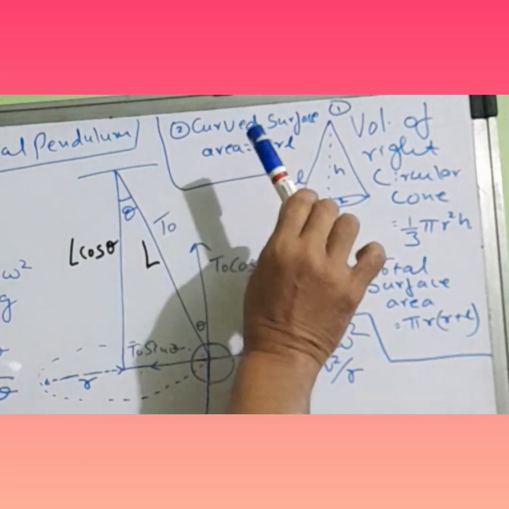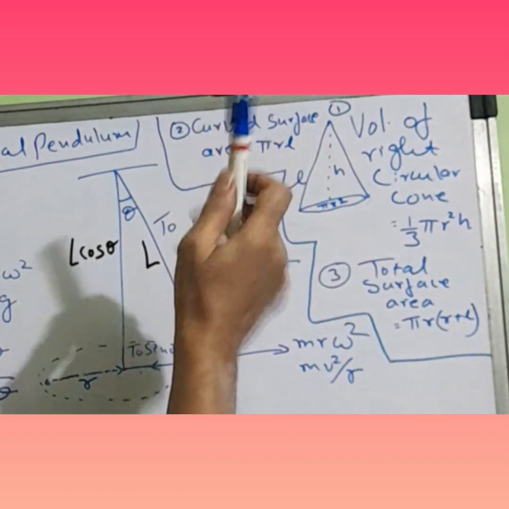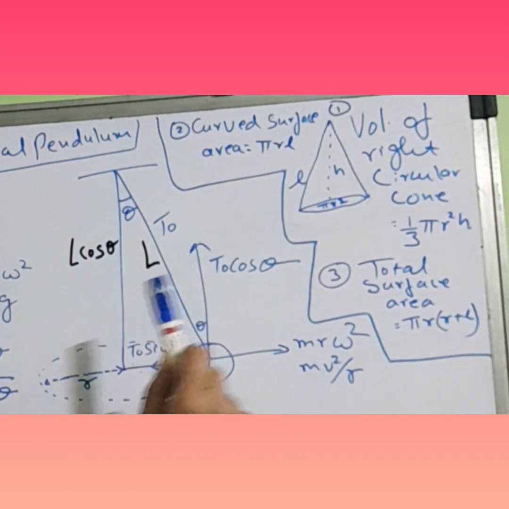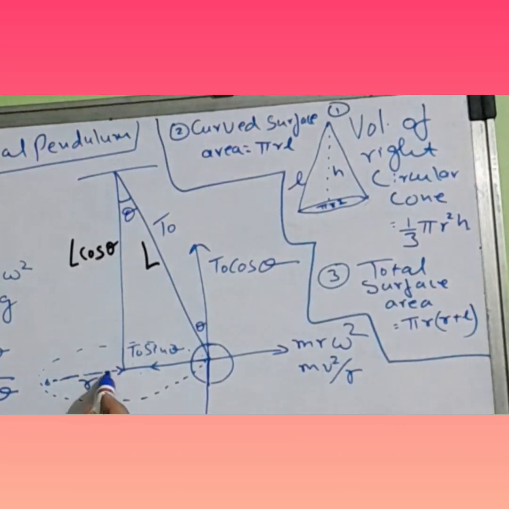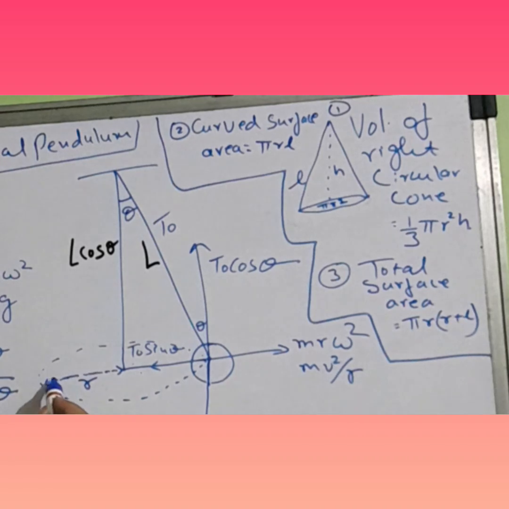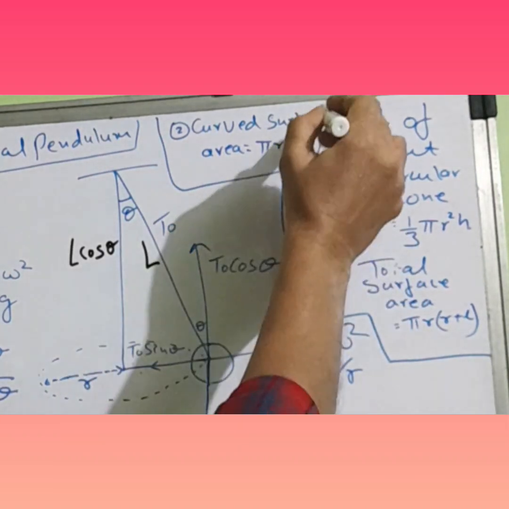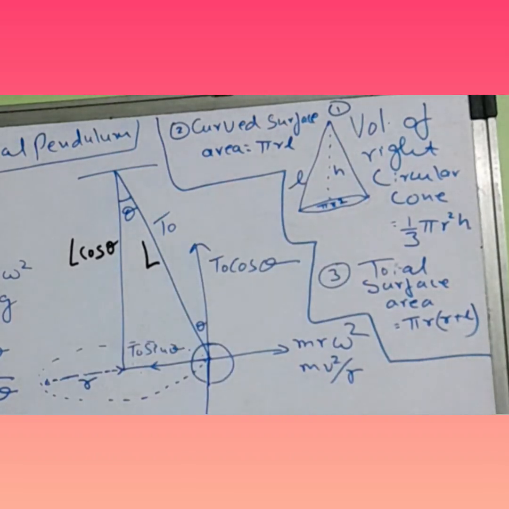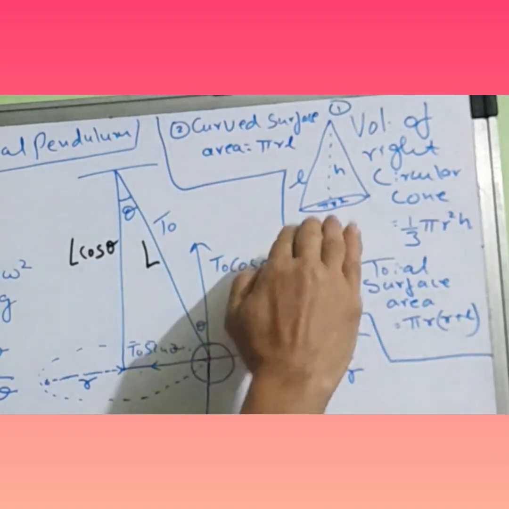So when we are talking about curved surface area, it is pi r L. What is r? r is the radius. This is the radius. Now if I check over here, this is also a cone. This is the radius here, and this is the length. So pi r L is that of the curved surface, right? We are not taking the base.